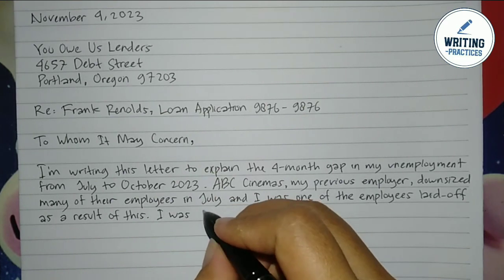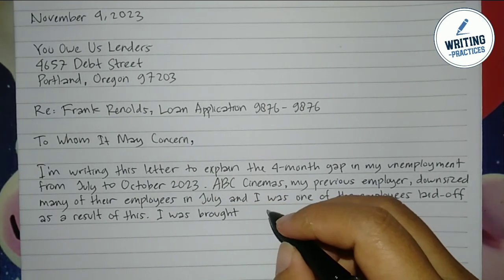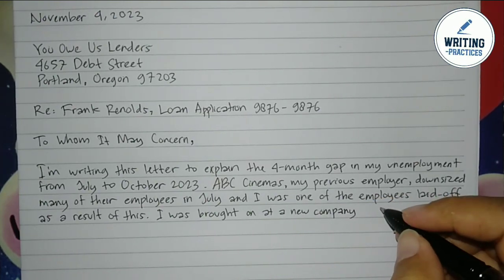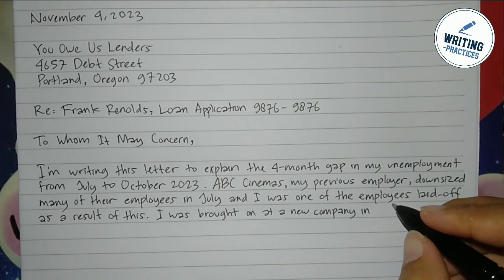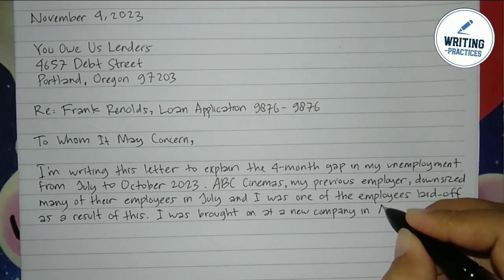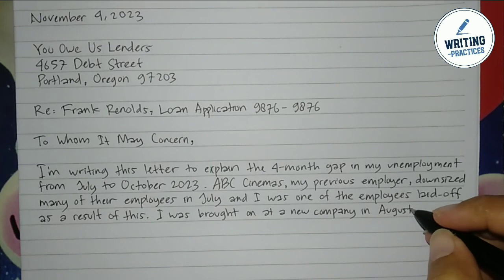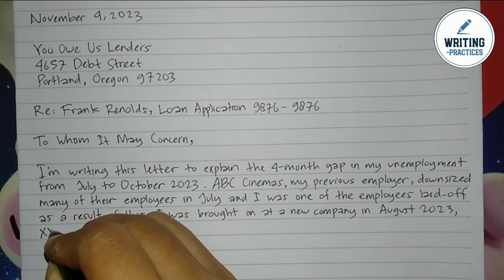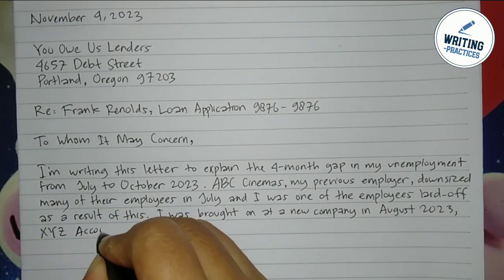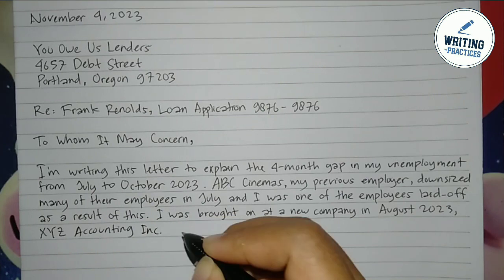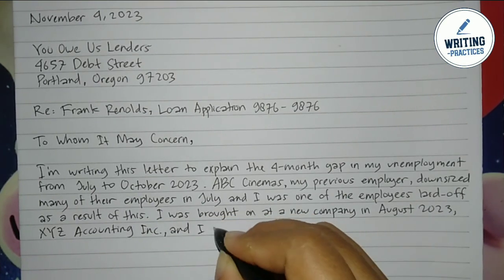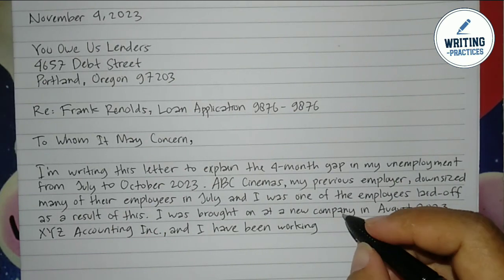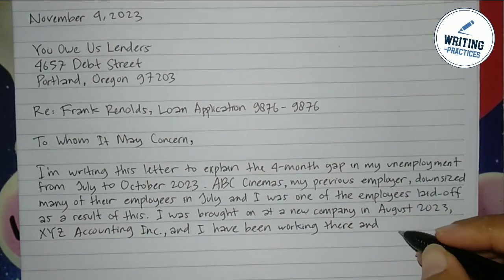And now, after explaining how you lost the job, explain how you got a new job. You can simply write when you got another job. Yes, you have to mention the date. And of course, mention the name of your current company. And make it clear if you are currently working there in the present. So, the writer here got another job at a different company in October, in XYZ Accounting Inc. And the writer has been working there and employed ever since.